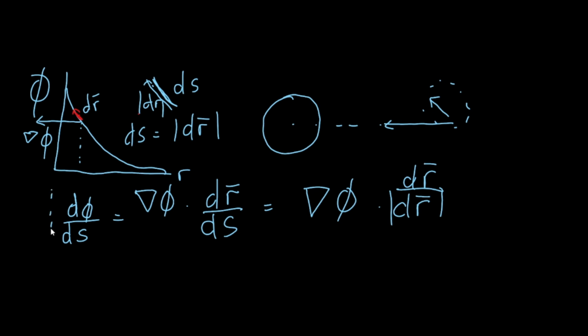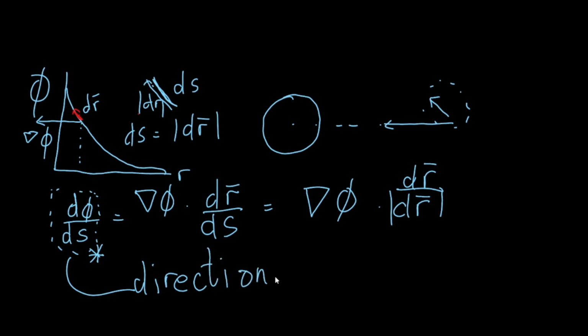So this is now the directional derivative. This d phi ds is the directional derivative. So what is it? It is simply the rate of change of the gradient vector in another direction.